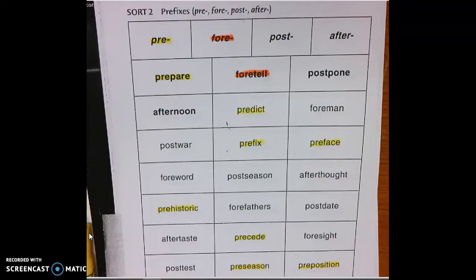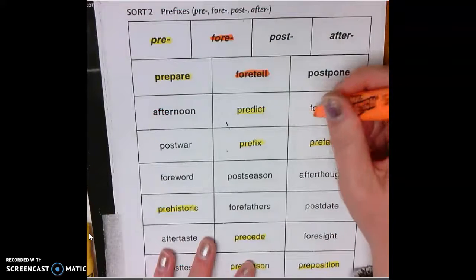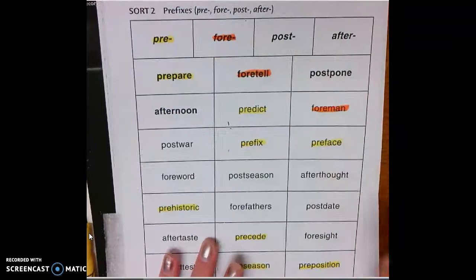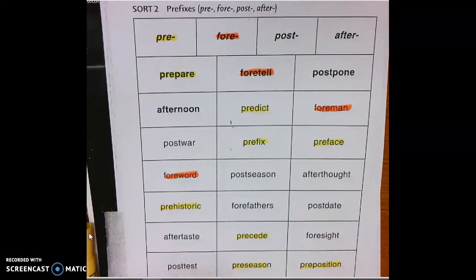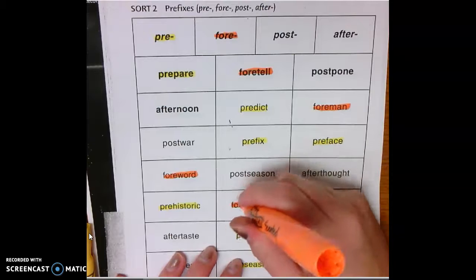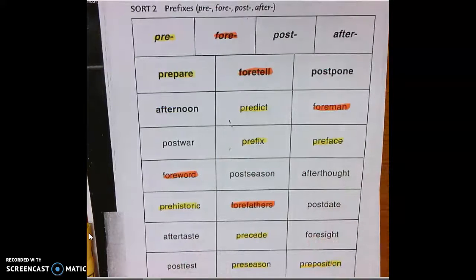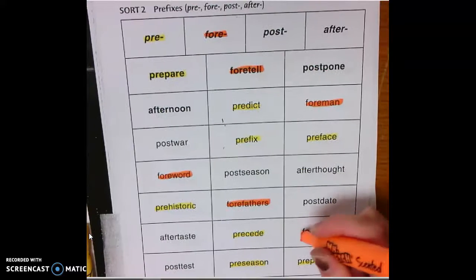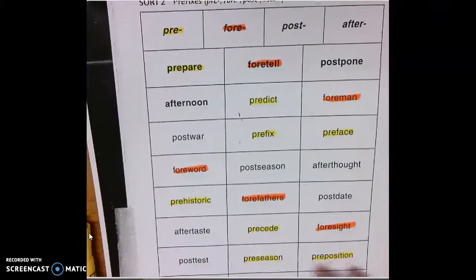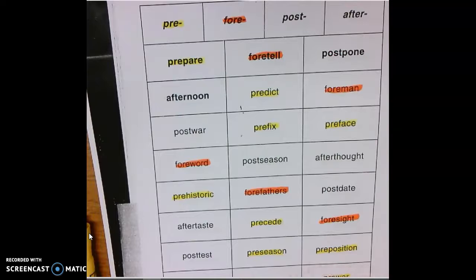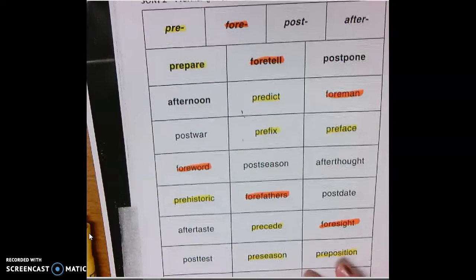So let's go through and find all the for words. Foreword, which means just a little beginning word or message. Forefathers, you hear us talk about our forefathers of the Constitution, people that came before us. Foresight, forethought, which means to have a thought before it happens. Okay? So then I think we got all of the for words.